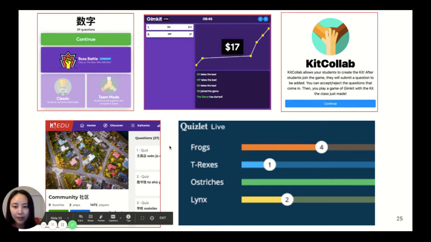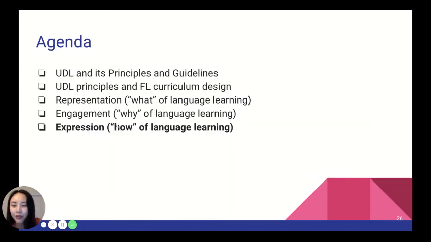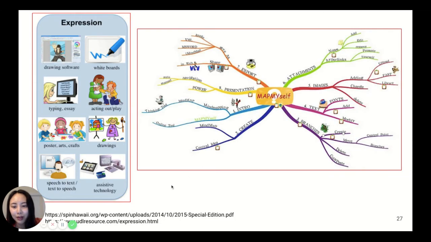So these are the ways I give choices. And now let's look at the expression and also the how of language learning. So how students can demonstrate their learning, can show what they can do with the language they learn.